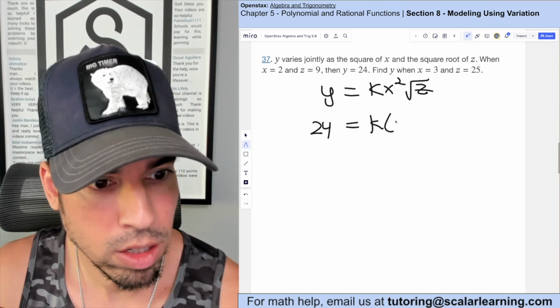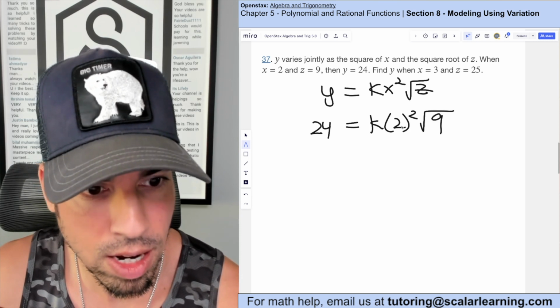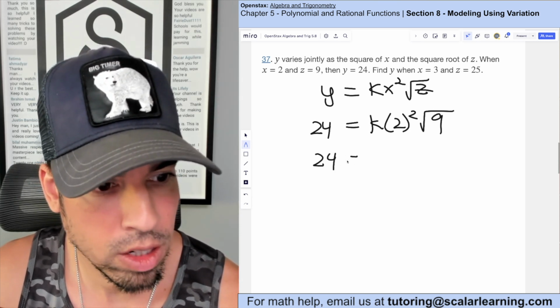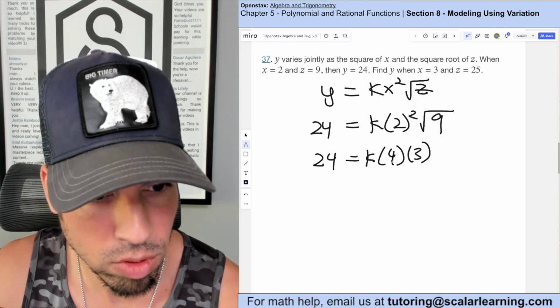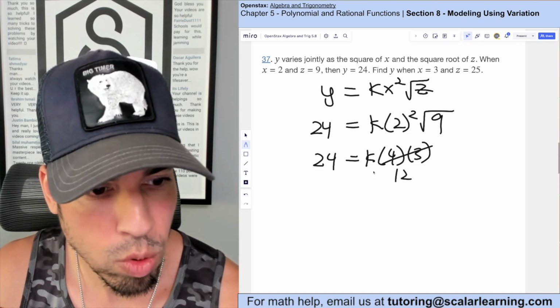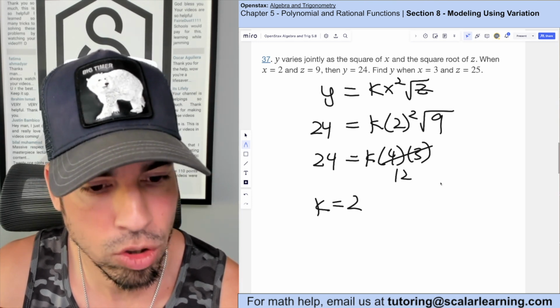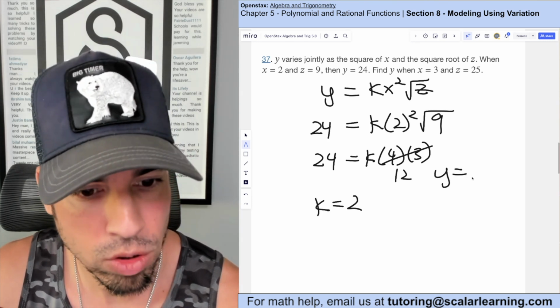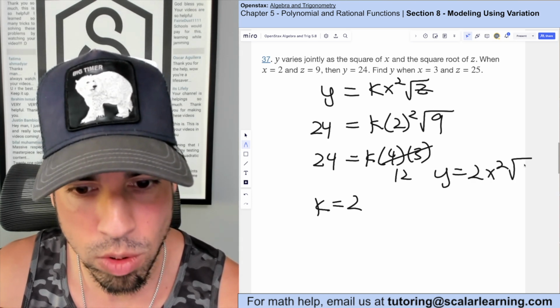So 24 equals k times 2 squared times the square root of z, which is 9. So 24 equals k times 4, and then square root of 9 is 3. And that's 12. So 12 times k equals 24. Divide both sides by 12, and k equals 2. That means we can rewrite the original equation, subbing in 2 for k, as 2x squared square root of z.